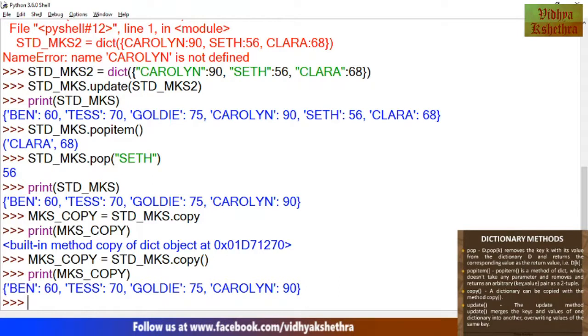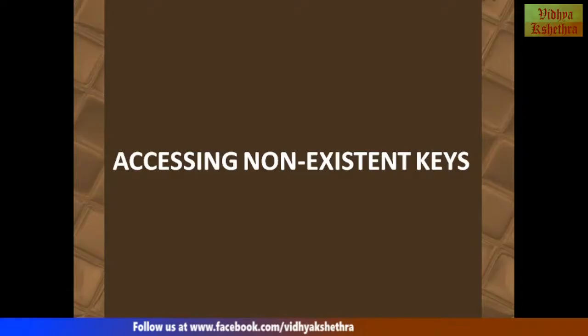Here you can see that the dictionary std_mks is copied into mks_copy by using the copy method. Now next is accessing non-existent keys. If we try to access a non-existent key, then a key error is caused.